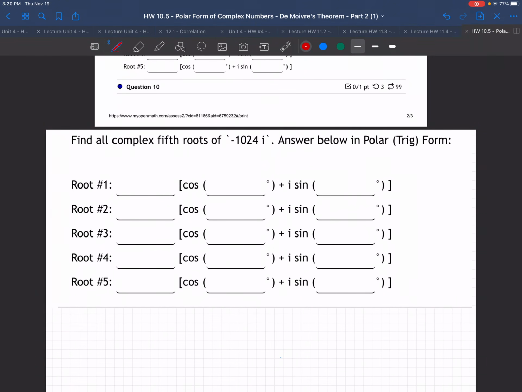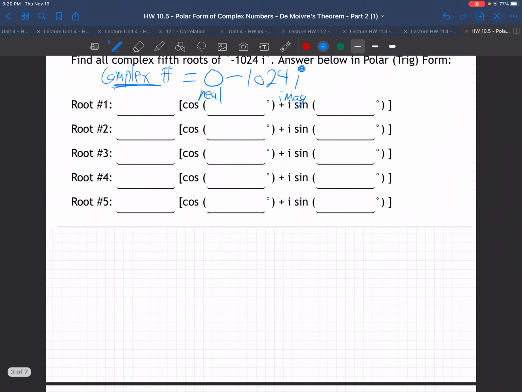Now one of the parts that might confuse you right away is that this number doesn't have a real part, so you have to put in a 0. So it's 0 minus 1024i. That's our complex number. It is 0 minus 1024i, because 0 is the real part and negative 1024i is the imaginary part, right? A complex number has a real part and an imaginary part, so you have to put that 0 in there.